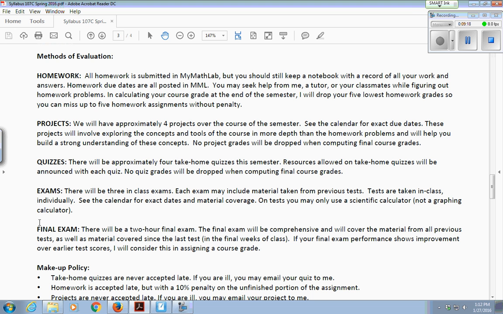Your grade is going to be based on homework, and all homework is going to be done in MyMathLab, or should be submitted in MyMathLab. But you should still keep a notebook with a record of all your work and answers. There's a couple of reasons for that. One, if you need help, you can show a classmate or me or a peer tutor what you tried, and they can try to find your mistake. And also, though it's never happened, and I've been using MyMathLab for like 4 years now, that somebody's work has disappeared. But if that ever happened, you would have a notebook full of all your work, and I could see that you did your homework, and we'd get it figured out.